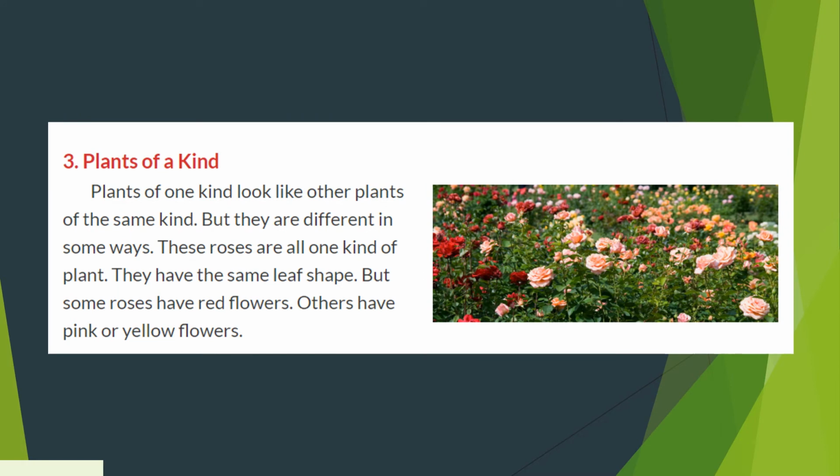Number 3, plants of a kind. Plants of one kind look like plants of the same kind, but they are different in some ways. These roses are all one kind of plant. They have the same leaf shape, but some roses have red flowers. Others have pink or yellow flowers.